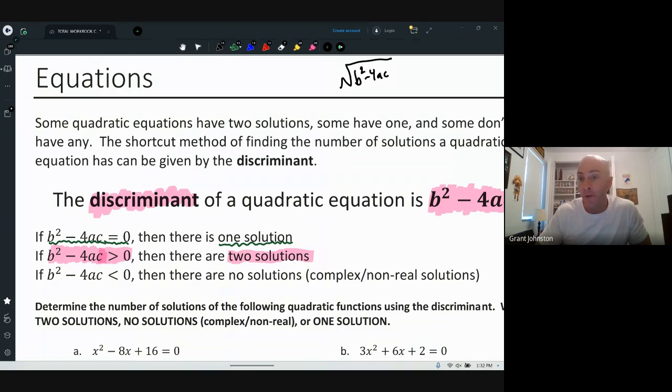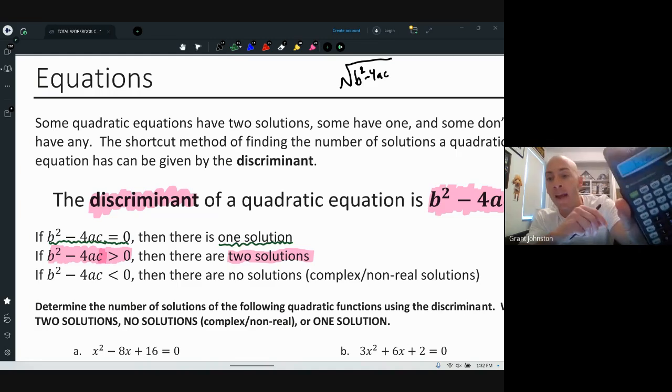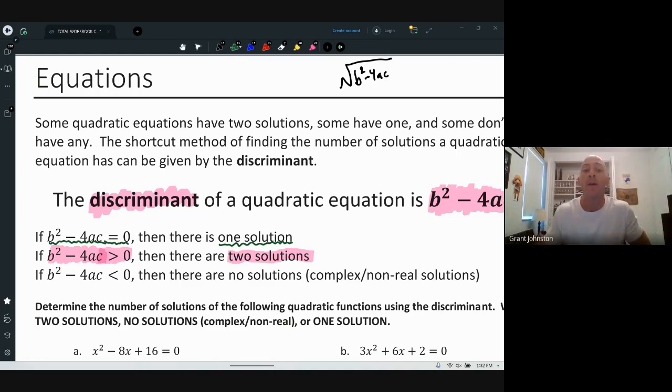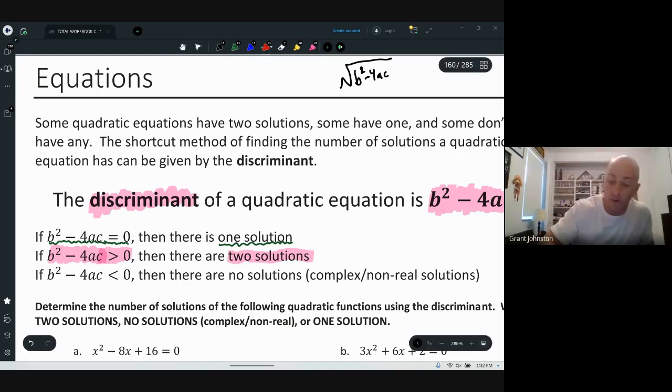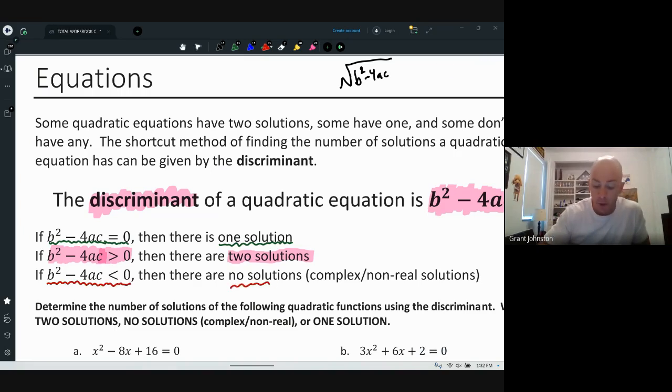Now let's say you take the square root of a negative. Well, if you take the square root of a negative, and you can back this up in your calculator, you get error. You can't do that. So in those situations, when it's less than 0, there's no solutions. And in later courses, you're going to talk about complex and non-real solutions. But for our purpose, we're going to say there's no solution.